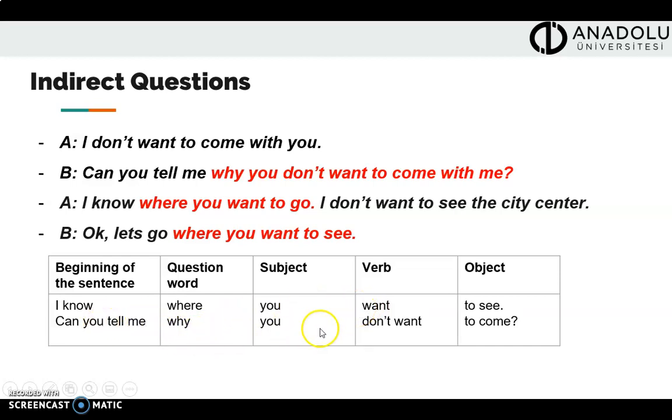Can you tell me why you don't want to come? As you see, we use the question word. After that, we use the subject. These questions, indirect questions, are in the sentence structure. And be careful, all these indirect questions are followed by the main verb of the sentence, as the object of the sentence.